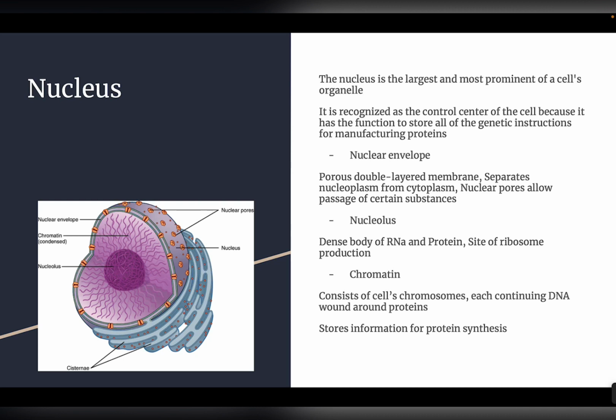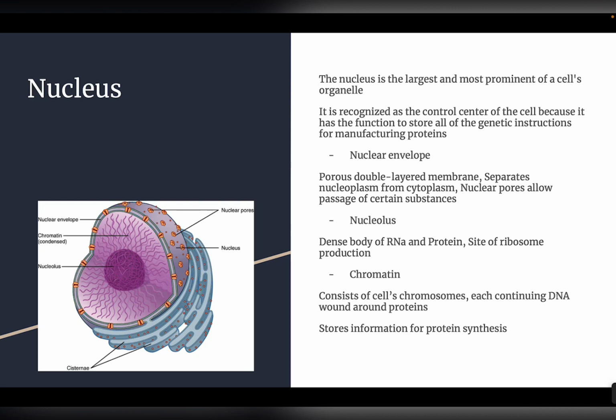Also, on the nucleus, there is a nuclear envelope, which is a porous double-layered membrane. This separates nucleoplasm from cytoplasm. Nuclear pores allow passage of certain substances. Also, inside the nucleus is a nucleolus, which is a dense body of RNA and protein, the site of ribosome production.